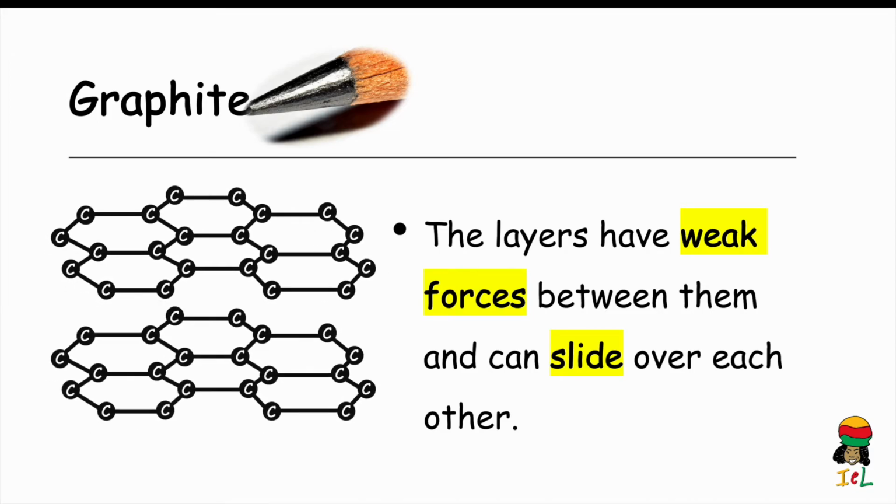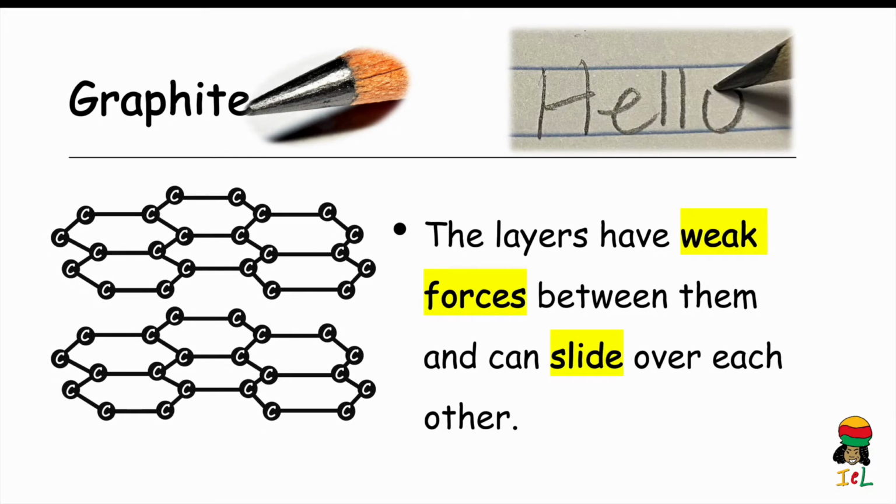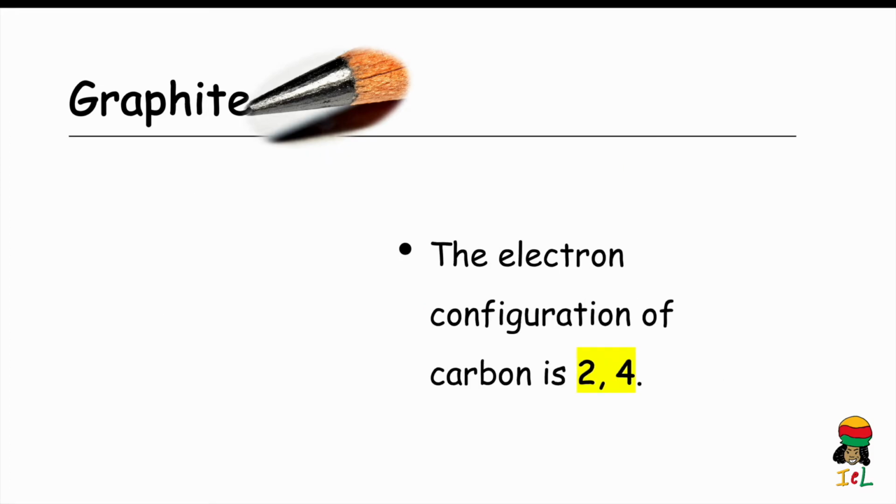graphite slippery. So when writing with a pencil, the markings are made as the hexagonal layers slide off onto the surface of the paper. The electron configuration of carbon is 2,4. The diagram of carbon on the left of the screen shows carbon with 4 electrons on its last shell. Keep your attention on this bold carbon in the illustration because it will show what happens with all the carbon atoms within the graphite structure.